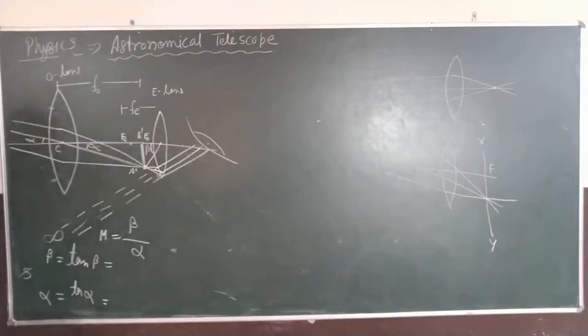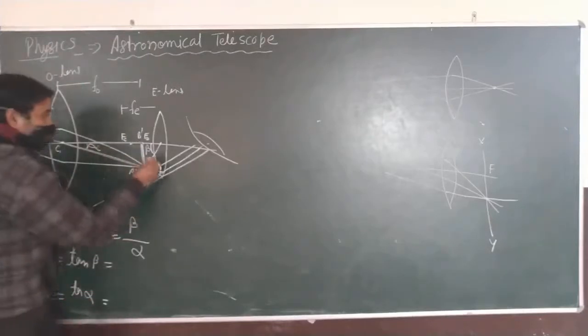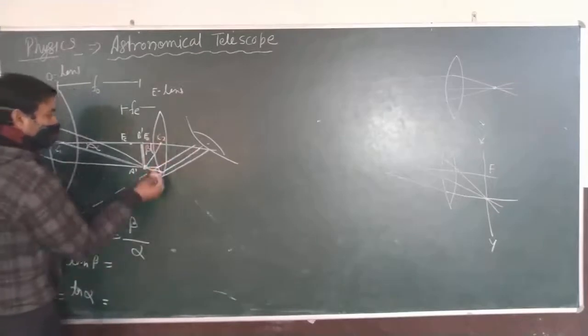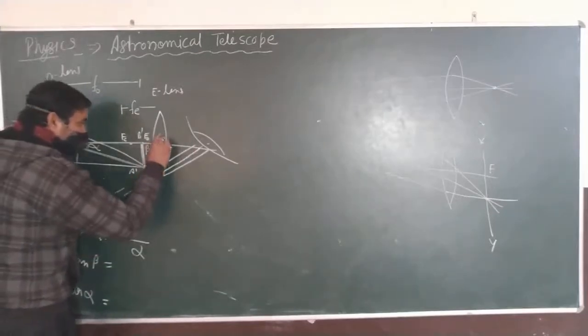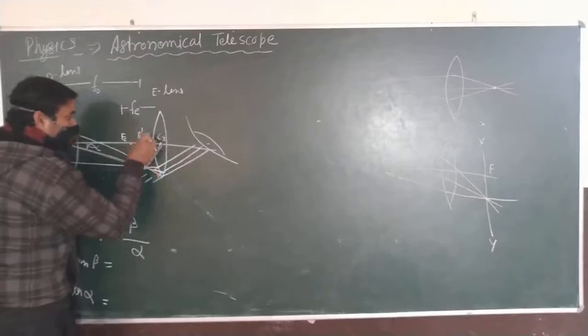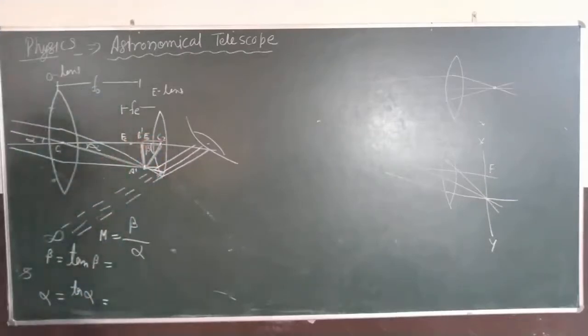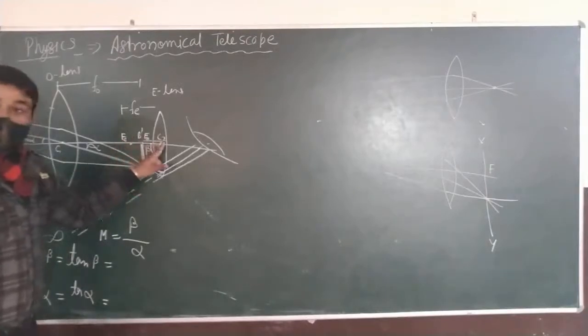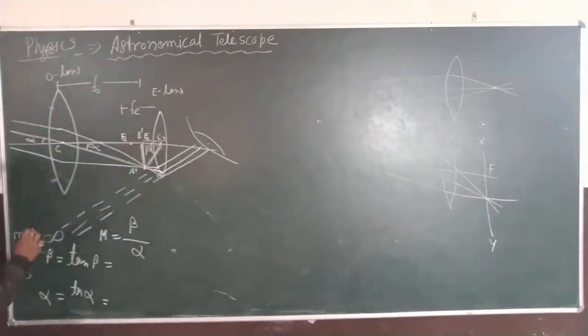This is triangle 1 and this is C2 and triangle 2. Okay, so tan beta, in triangle A dash B dash C2, A dash B dash C2.